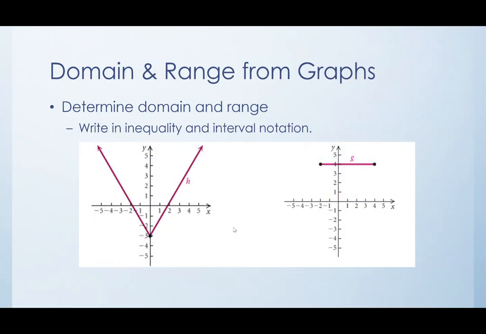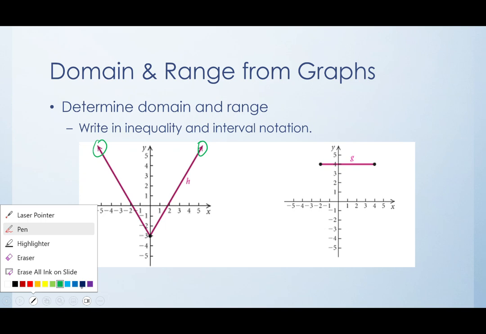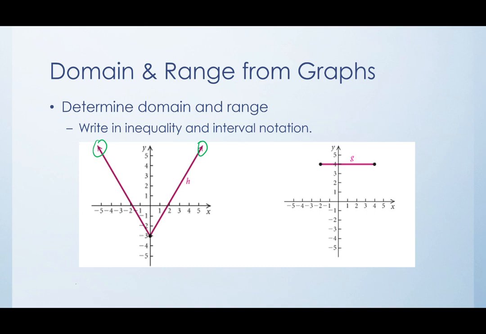So here we've got another couple. We'll do these. So we're going to write our domain and our range. So this one is an absolute value function, and we have our arrows here. Those are not always on there. So if it leaves the window, you assume that it keeps going, whether or not the arrows are there.